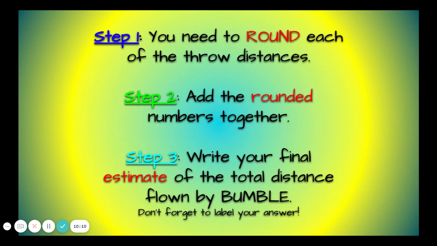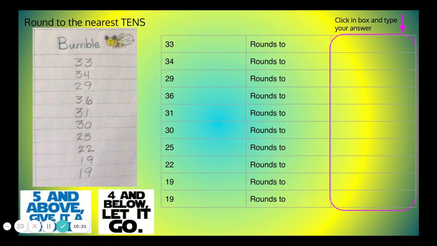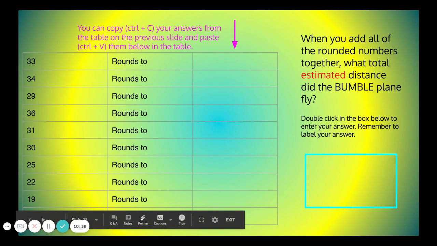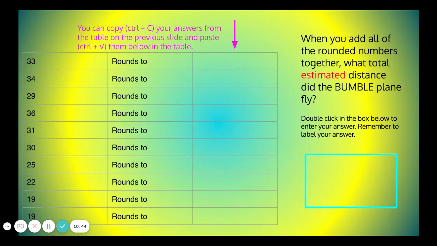So remember, you're going to round the distances, then add the rounded numbers together, then find the final estimate of the bumble. I have it set up here. You will simply click in the box to give your answer. So 33 rounds to, and type your answer in here. Then you will Control C and you will copy. And in your next one, paste all that information here. There's no reason to type it in again. Once you've added these together, your final answer will go in this box.